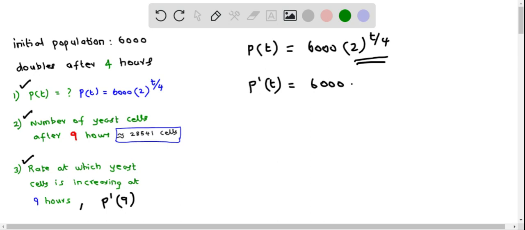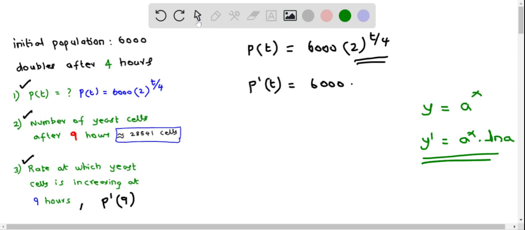For that, we will understand how to find the derivative of exponents. Suppose we have y equal to a raised to the power of x, then the derivative of this, y prime, equals a to the power x times the natural logarithm of a. I'm going to use this rule to find the derivative of 2 raised to the power of t by 4.